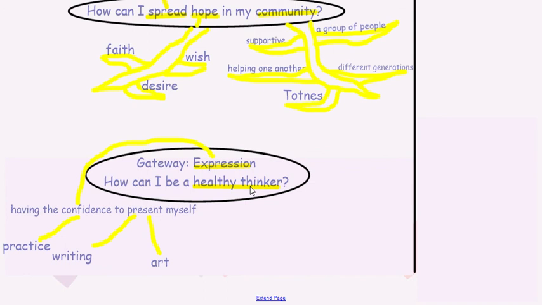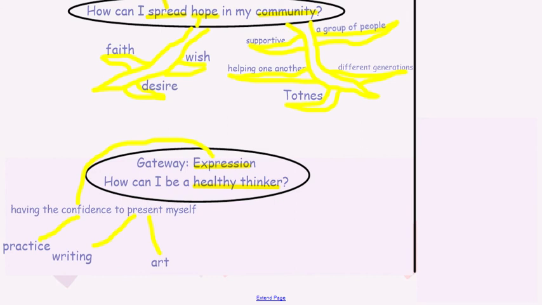So we need to be thinking about these things when we're thinking about the gateway of expression and how you can be a healthy thinker. It's actually having the confidence to present yourself. So how are you going to present yourself this time? Just to give you a hint, we will be using both of these. There obviously are more than these two ways to present yourself to somebody. You can obviously do speaking, you can do dancing, but we're going to be touching on these two, and that will be explained in our PM lesson. And it's all about practice so that you feel confident in yourself to present the true you.